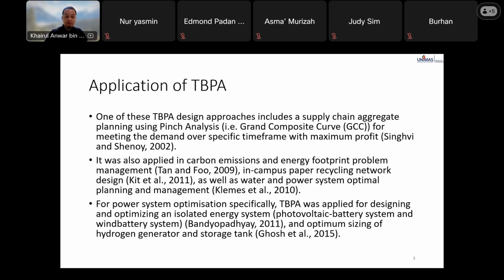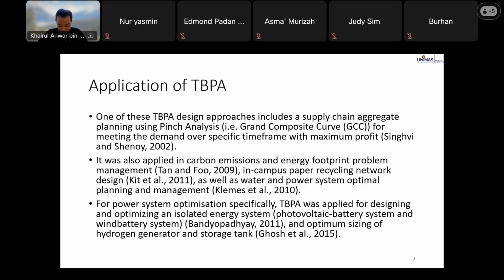If you refer to this, what of this TVPA design approach include the supply chain aggregate planning using pinch analysis or blend composite curve. Those who do heat exchanger optimization will use GCC. Some colleagues asked me, so for less pinch analysis, I still don't see people using GCC.